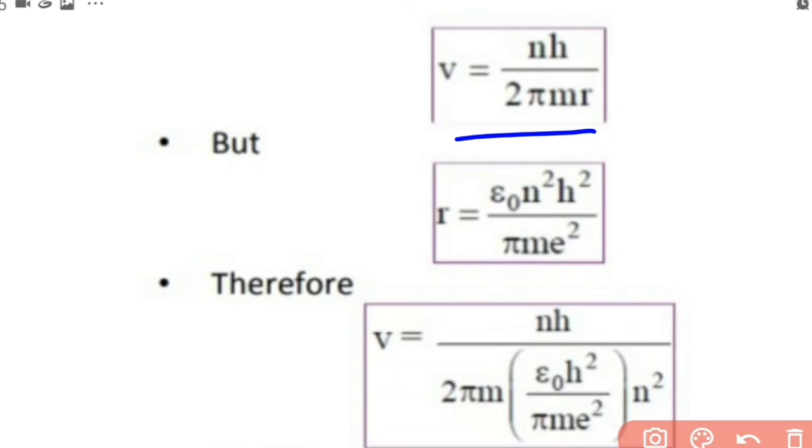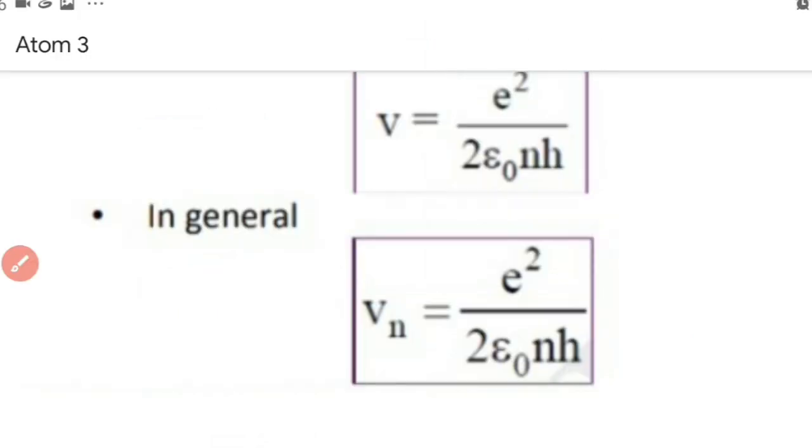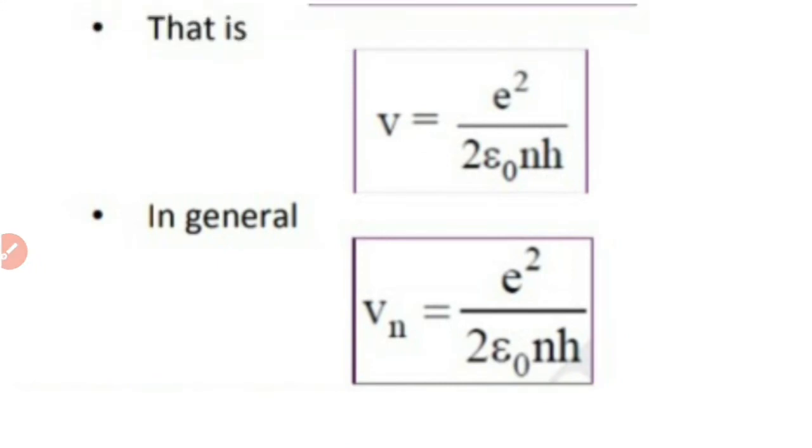So substituting r in this expression for v, we have v is equal to nh by 2 pi m into epsilon 0 h square by pi m e square into n square. So that term comes in the denominator. Now again simplifying, we have the expression for v as e square by 2 epsilon 0 nh, or generally we can write Vn is equal to e square by 2 epsilon 0 nh, which means that in the nth orbit, the velocity of the electron is inversely proportional to n. So Vn is equal to e square divided by 2 epsilon 0 nh.